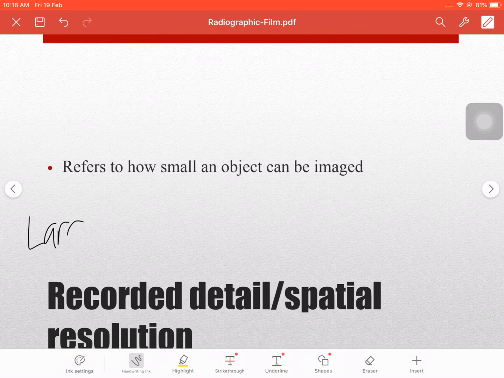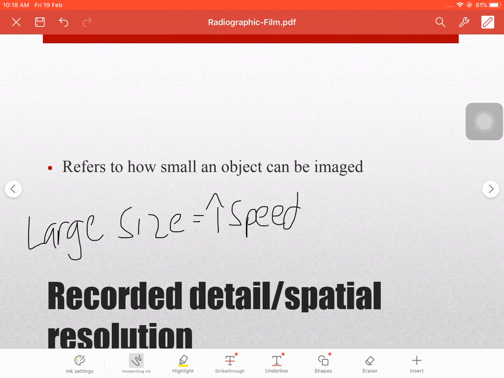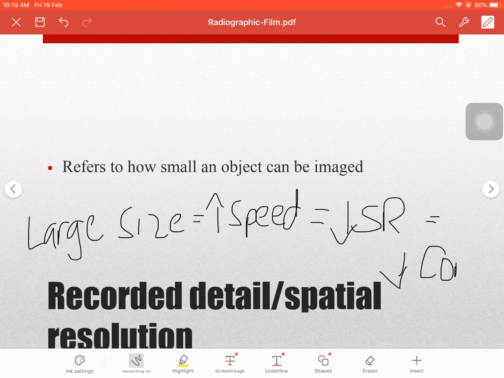Large crystal size can produce a high speed. Kasi diba, silver halide grain size is one of the determinants of the speed. So kung malaki yung grain size, tataas ang speed. So large crystal size can cause high speed. High speed can have a low spatial resolution. Low spatial resolution gives us low contrast.